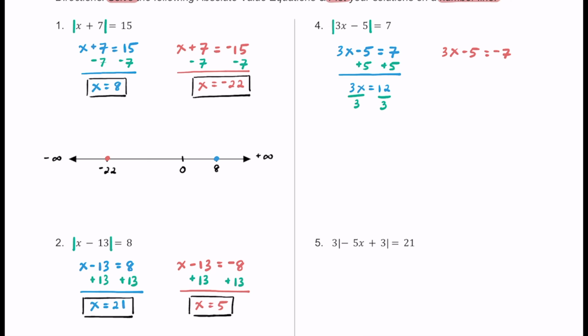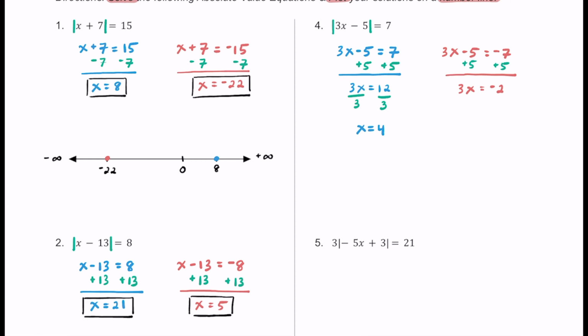If we divide both sides by 3, then x will equal 4. For the equation to the right, we can go ahead and start by adding 5 to both sides of the equation. If we add 5, then that minus 5 and plus 5 will cancel out with each other. We'll get 3x is equal to negative 2.